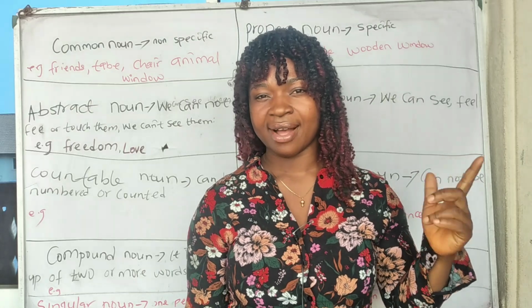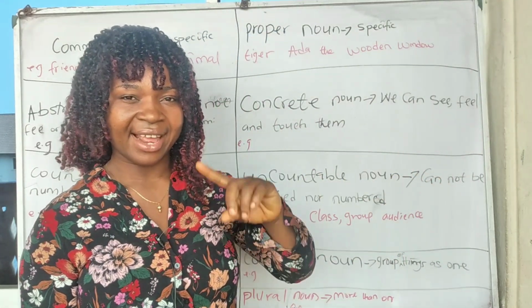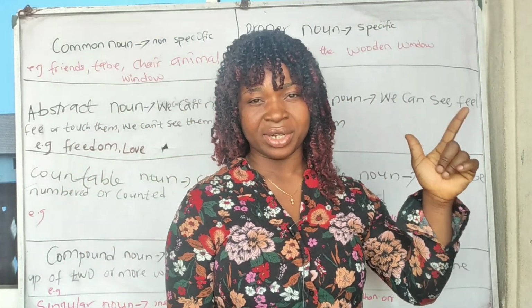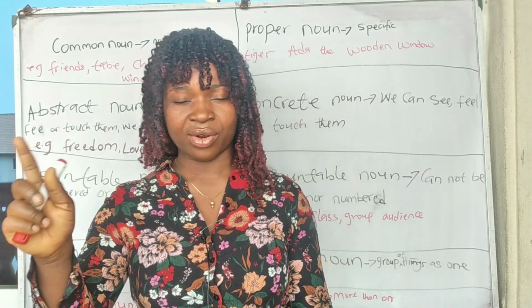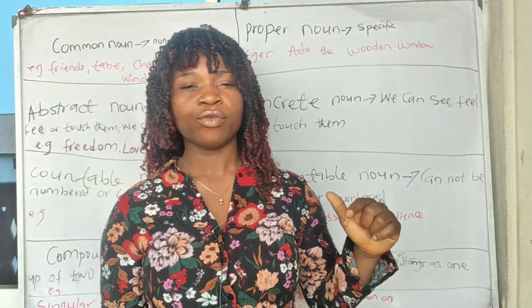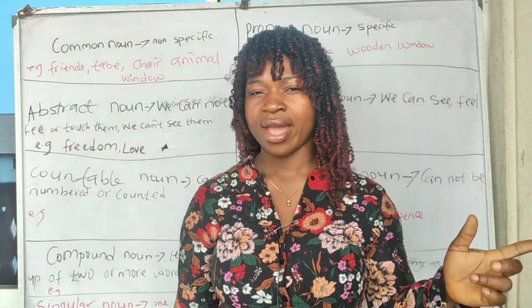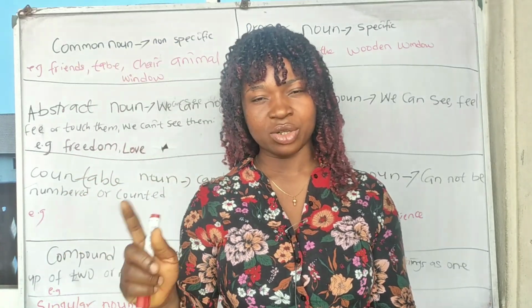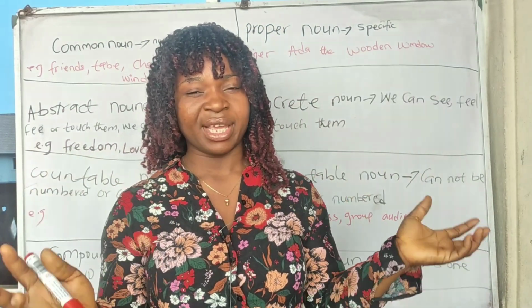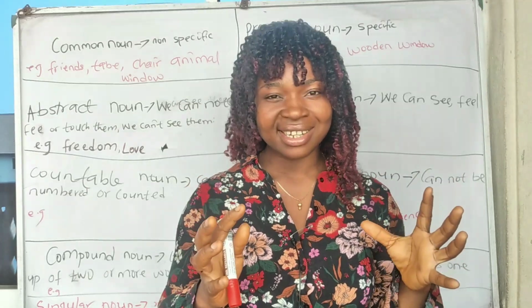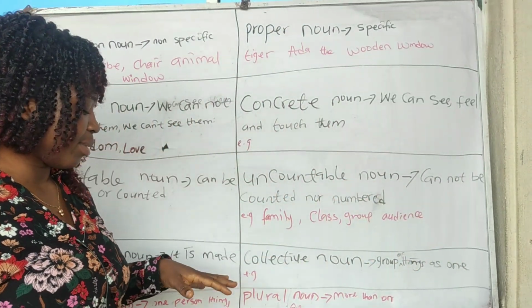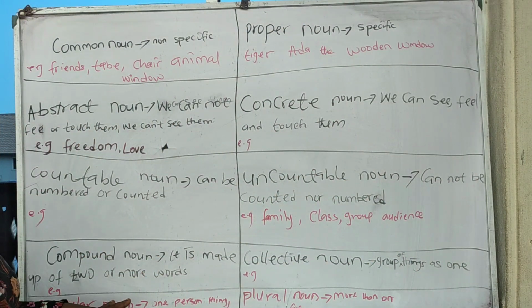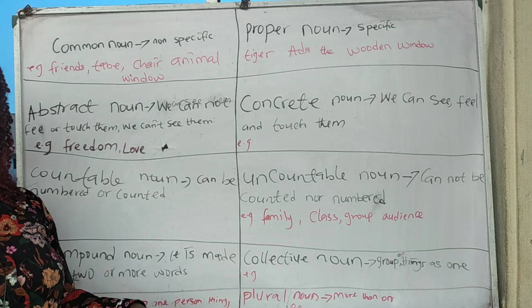For instance, we have headache. Head is a word on its own and ache is another word on its own. We equally have footwear. Foot is a word on its own and wear is a word on its own. So we put them together, they became compound. Do you understand now? So that is what we're talking about right here. A compound noun is a noun that is made up of 2 or more words.